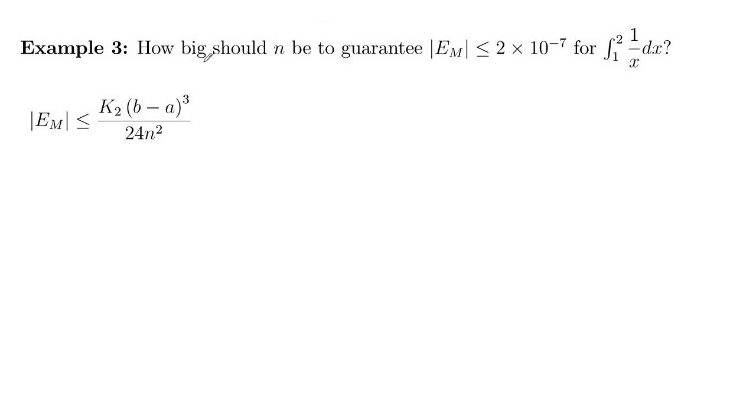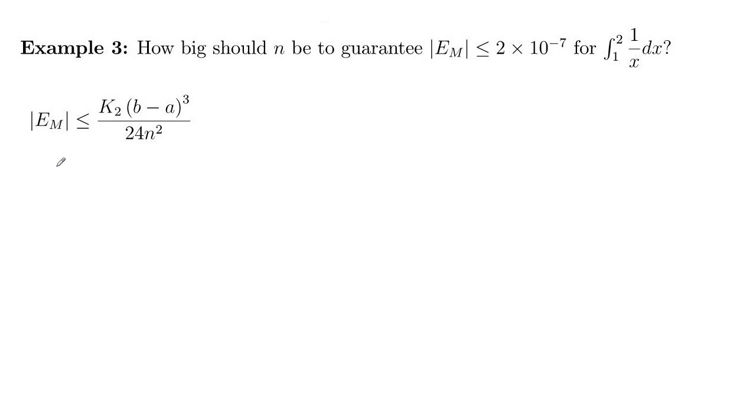Here in example 3, we want to know how big should n be in order to guarantee the error in the midpoint rule is less than or equal to 2 times 10 to the negative 7th. So that's 7 decimal places to the left on this 2. So that's 0.0000002. And that's for the same integral that we looked at in example 2, the integral from 1 to 2 of 1 over x dx. In example 2 we were given n and we found the error. Here we're given the error, we want to find the value of n.